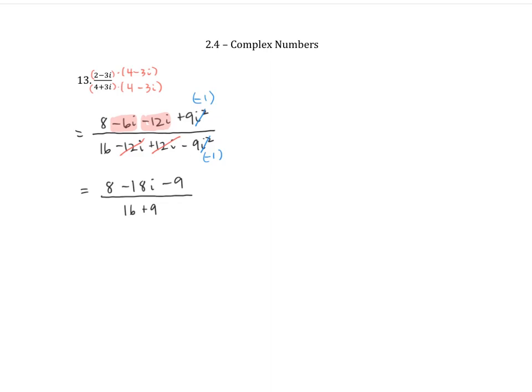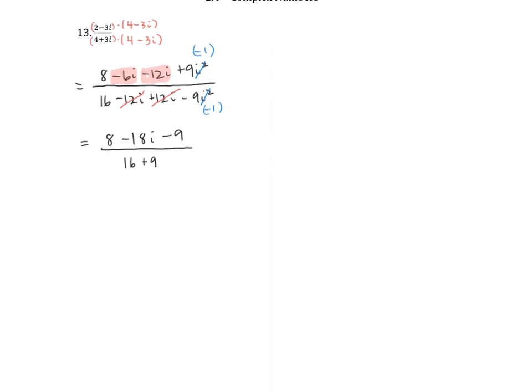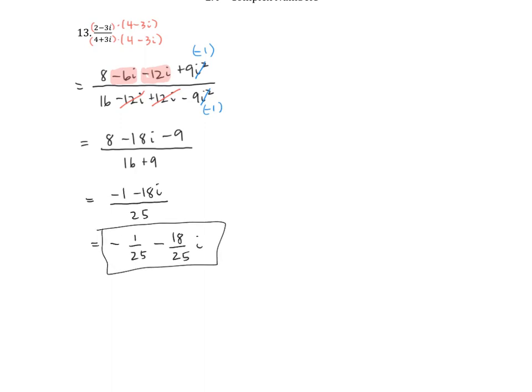All right, so we're just going to keep on simplifying. I've got 8 minus 9. Those are my real parts. That will give me negative 1, and then minus 18i over 25. And again, my last step is just to separate out my real and imaginary parts. So I have negative 1/25 minus 18/25 i. Neither of these fractions will reduce, so this is my solution.